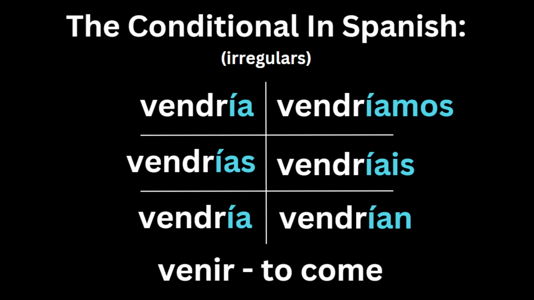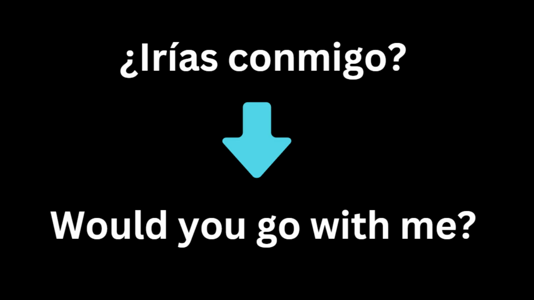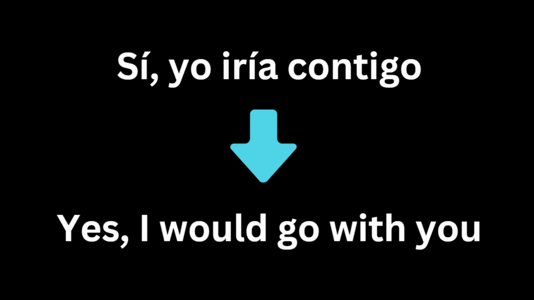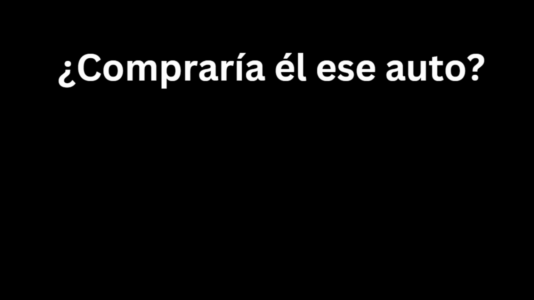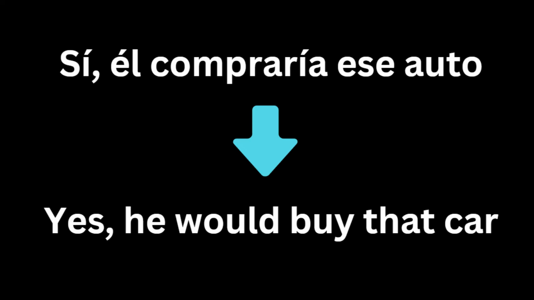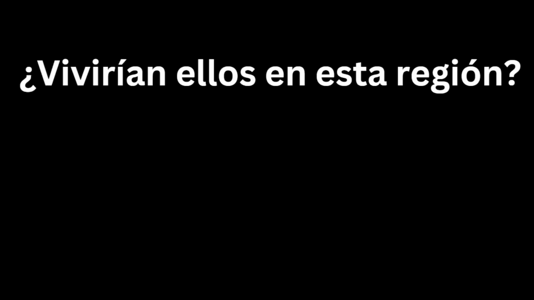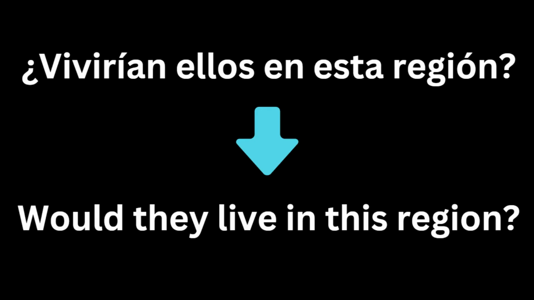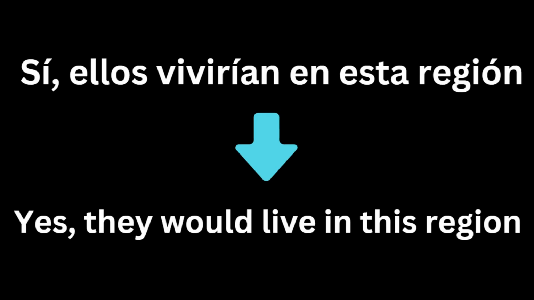And the most useful cases to use in the conditional are in questions like ¿irías conmigo?, meaning would you go with me, and you can reply with sí, yo iría contigo. Yes, I would go with you. You can also ask something like ¿compraría él ese auto?, meaning would he buy that car, and you can reply with sí, él compraría ese auto. Yes, he would buy that car. Additionally, we can ask ¿vivirían ellos en esta región? Meaning would they live in this region? And you can reply with sí, ellos vivirían en esta región. Yes, they would live in this region.